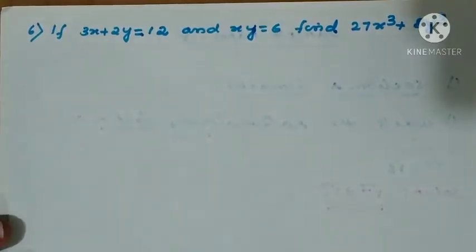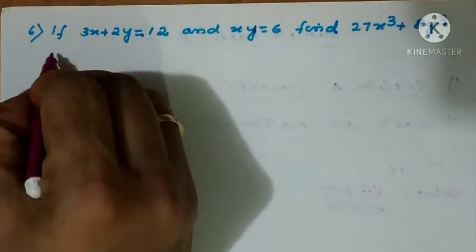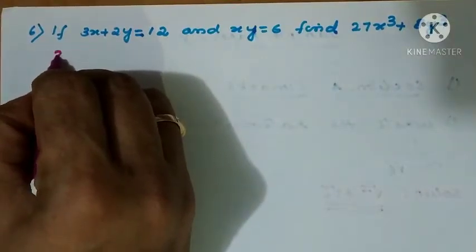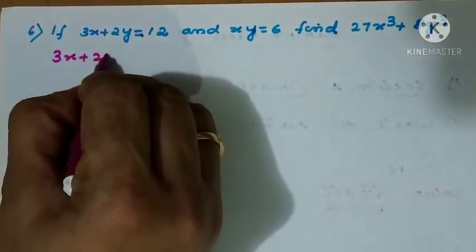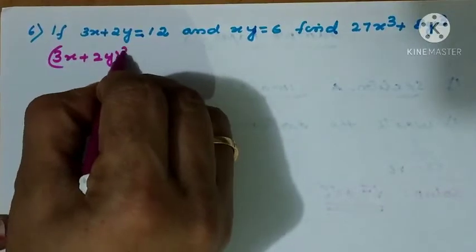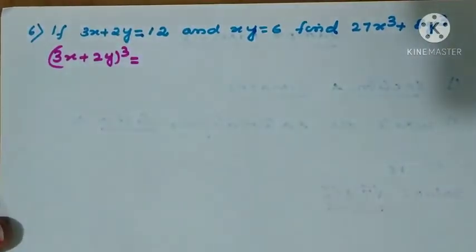Sixth question: if 3x plus 2y equal to 12 and xy equal to 6, find 27x cube plus 8y cube. So here we are applying a formula, that is, 3x plus 2y whole cube. We can write the formula of a plus b whole cube in two ways. A plus b whole cube, how can we write? A cube plus b cube plus 3ab into a plus b.